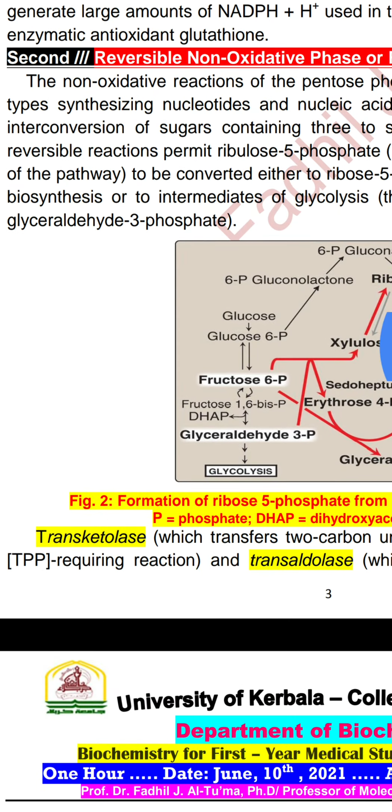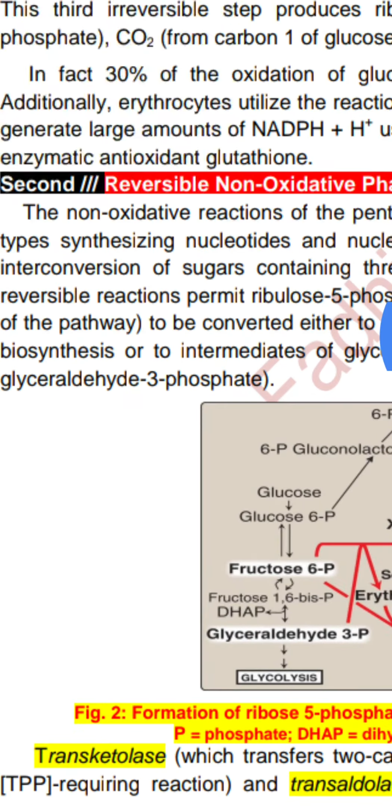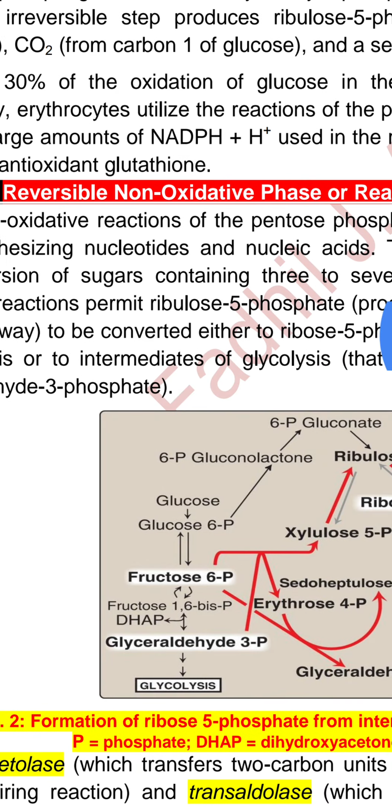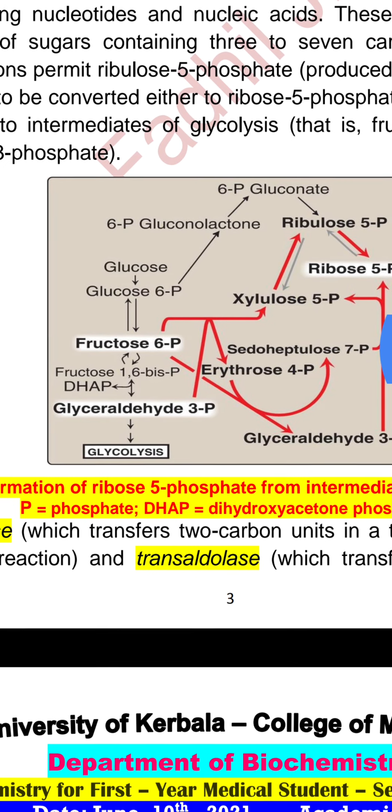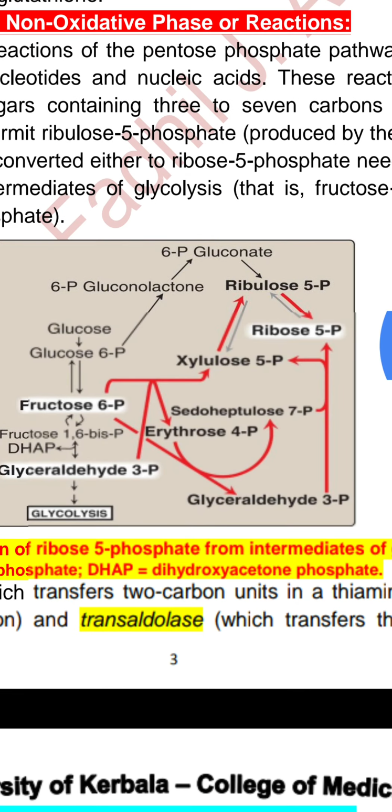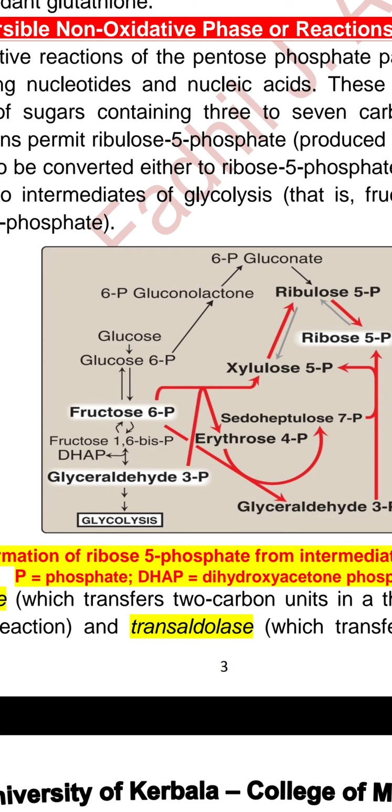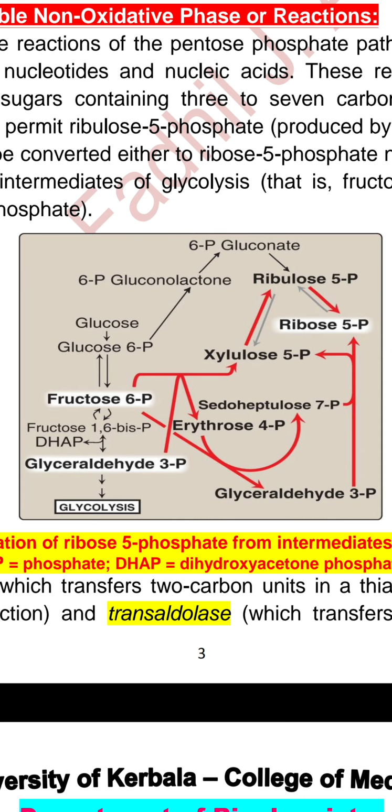The second phase is the reversible or called non-oxidative phase or reactions, as shown in this figure. تلاحظون various byproducts as mentioned in the previous figure واضحة عندكم. تلاحظون 6-phosphogluconate يتكون منه irreversibly ribulose 5 phosphate, and from ribulose 5 phosphate various sugars: ribose 5 phosphate, xylulose 5 phosphate, sedoheptulose 7 phosphate and so on.